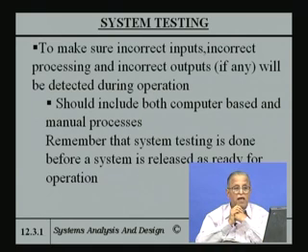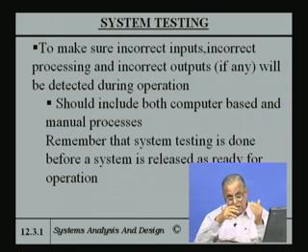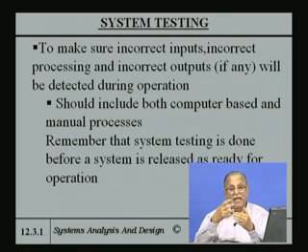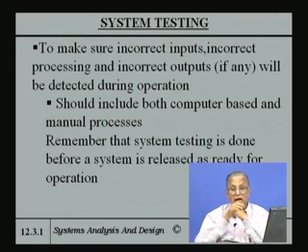System testing is to make sure also that incorrect inputs, incorrect processing and incorrect outputs, if any, are detected during operation. Okay, in other words, we put a lot of batch controls, we put audit trails and so on, but system testing, again, at the time of testing, before it is delivered to the customer, you make sure that proper precautions have been taken for detecting incorrect inputs, incorrect processing rules, as well as incorrect programs which will lead to incorrect outputs.